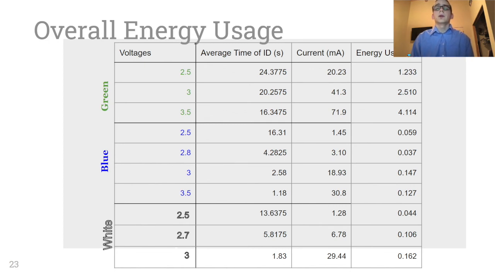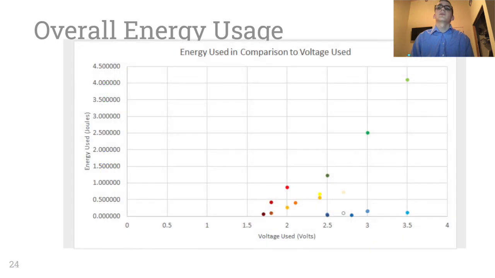However, with blue, we immediately see a drop back down to 0.059 joules to 0.127 joules, which are all fairly efficient. White, we again see 0.044, ranging to 0.162. All these options don't use very much energy, however, green is by far the worst because it's the only one that reached above a single joule.